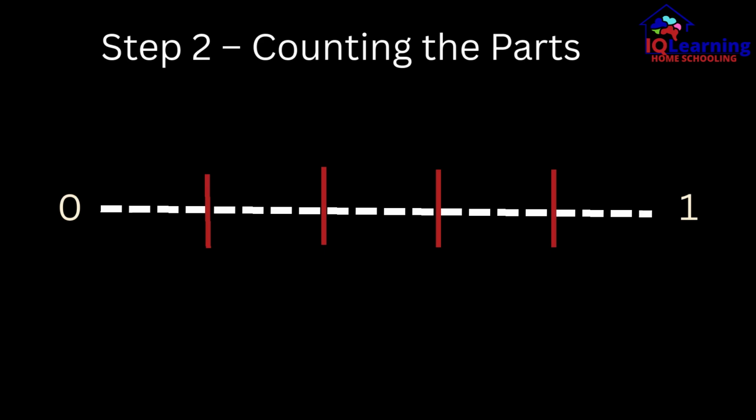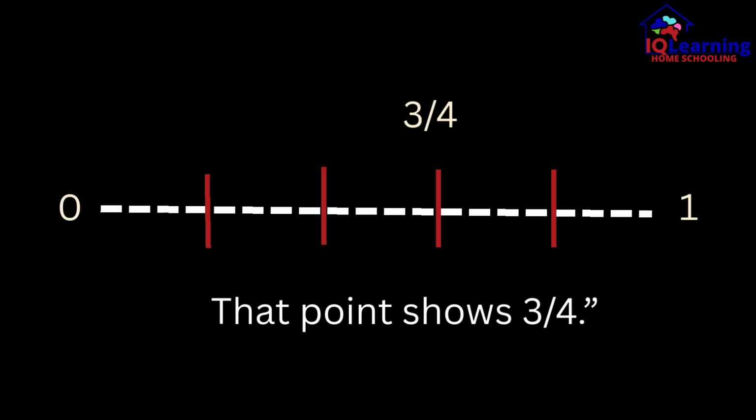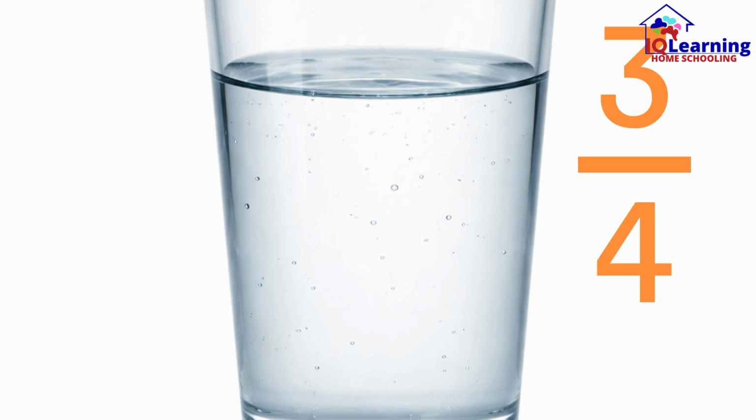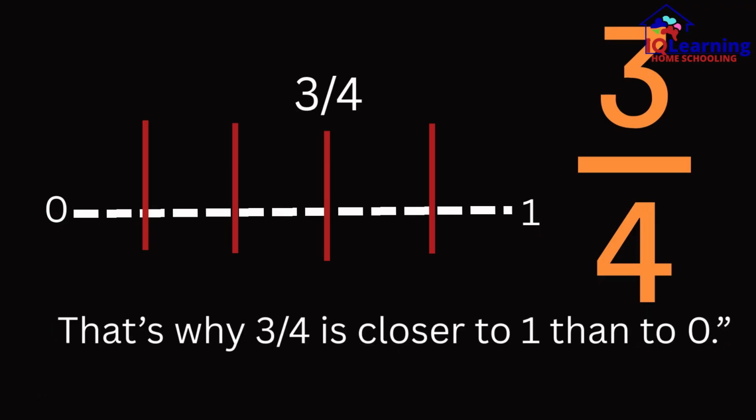Step 2. Start at 0 and count 3 parts to the right. 1 part, 1 over 4, 2 parts, 2 over 4, 3 parts, 3 over 4. Stop there. That point shows 3 over 4. 3/4 means 3 out of 4 equal parts. On the number line, that means we are 3/4 of the way to one whole. That's why 3 over 4 is closer to 1 than to 0.